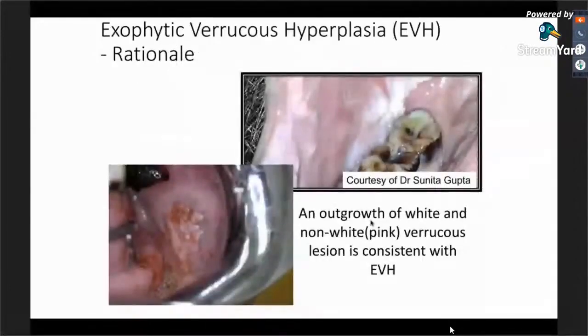And I think I've shown this. So this is the white type, and this is the non-white. You see this papillary, but not sharp. Okay, and this outgrowth clinically, because when you see clinically, we probably don't just say a verrucous hyperplasia. So when you see this clinically as outgrowth, we can call both as exophytic verrucous hyperplasia, although the white lesion can still be called verrucous leukoplakia.